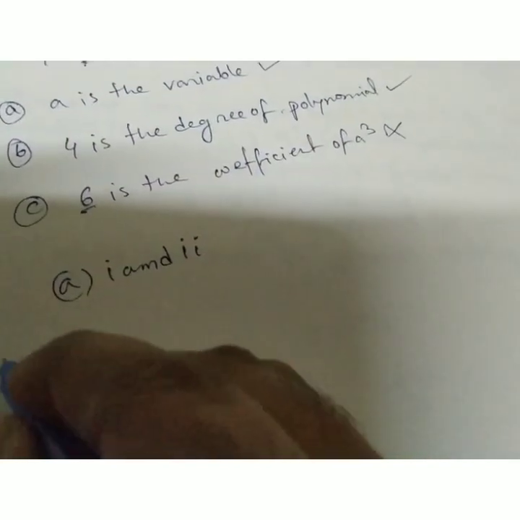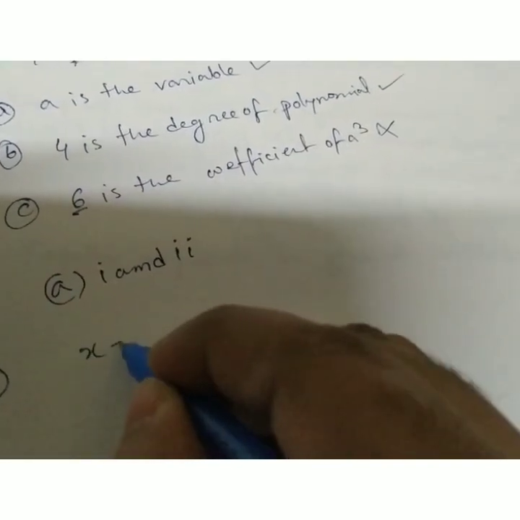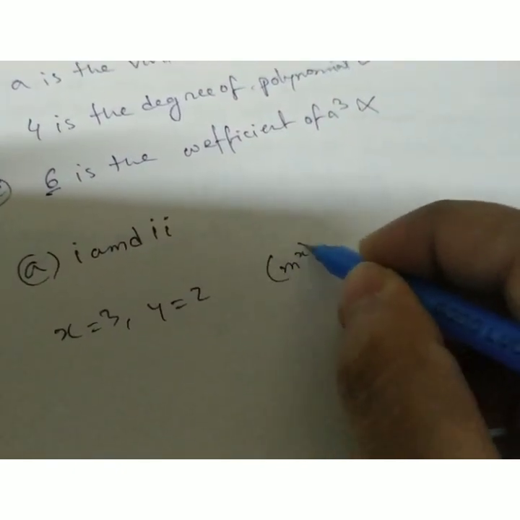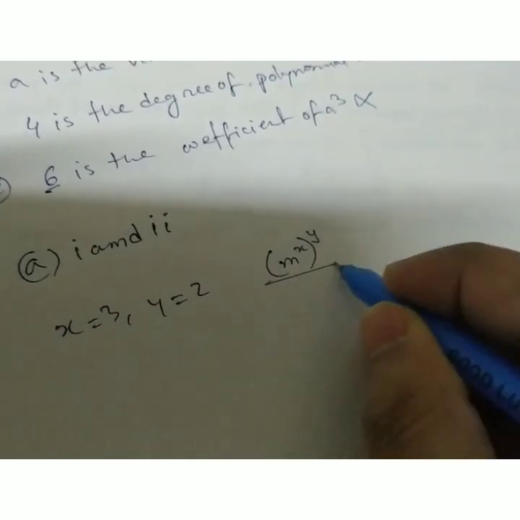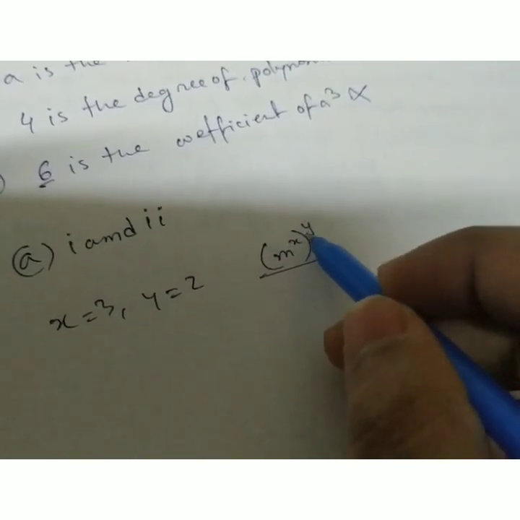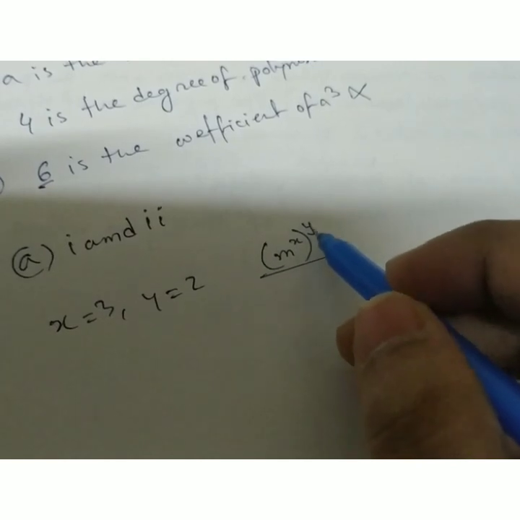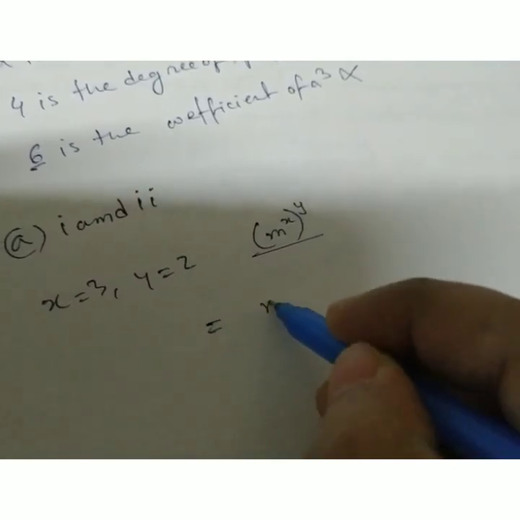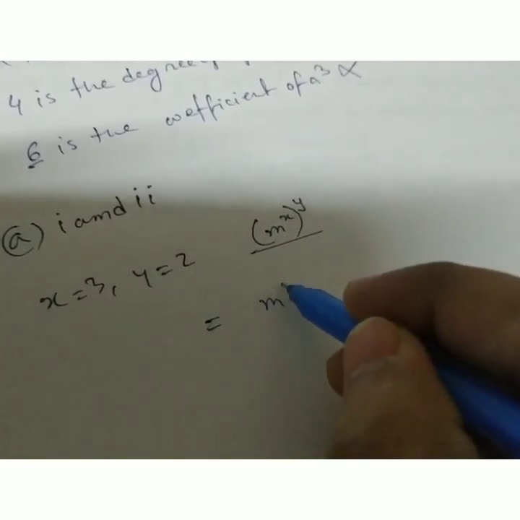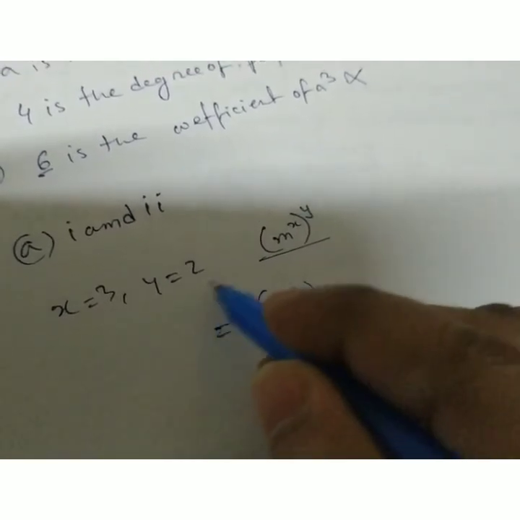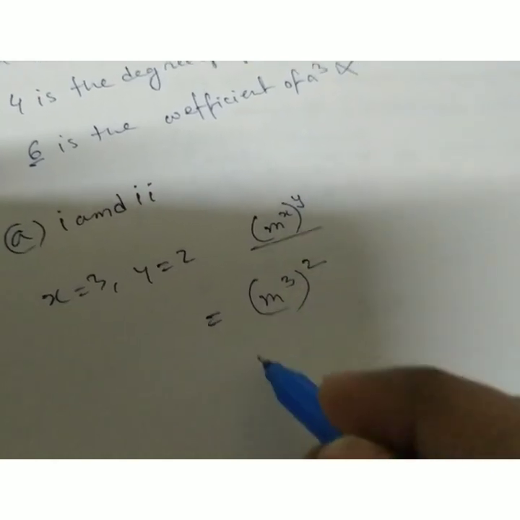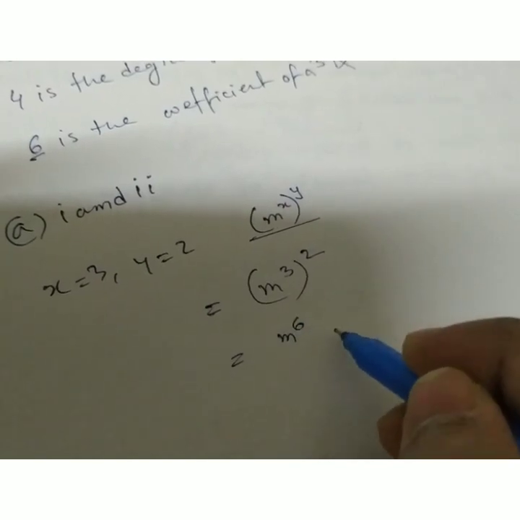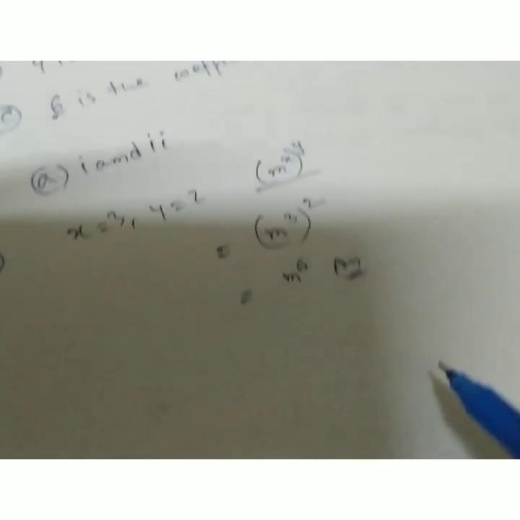Moving on to number 8. If x equals 3, y equals 2, I need to find the value of (n^x)^y. So if we have one power in the bracket and the other outside the bracket, we always need to multiply the powers. So what will be the answer over here? Since the value of x is 3, we write 3, and the value of y is 2, so we write 2. We multiply the powers, so it becomes n^6.